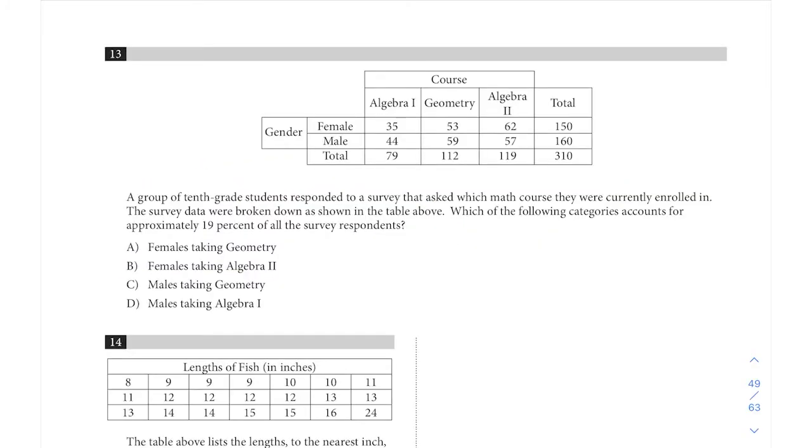Hi, this is Chris with Sanderson Test Prep, and we are taking a look at questions 13 and 14 in section 4 of SAT Practice Test 1. So let's take a look at 13.